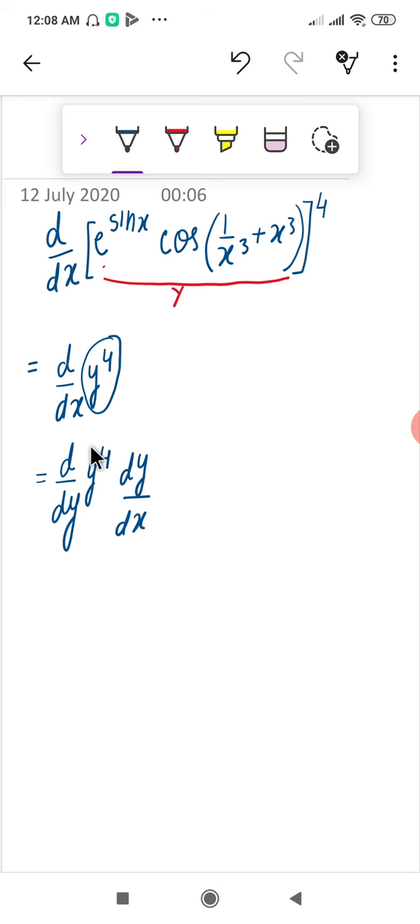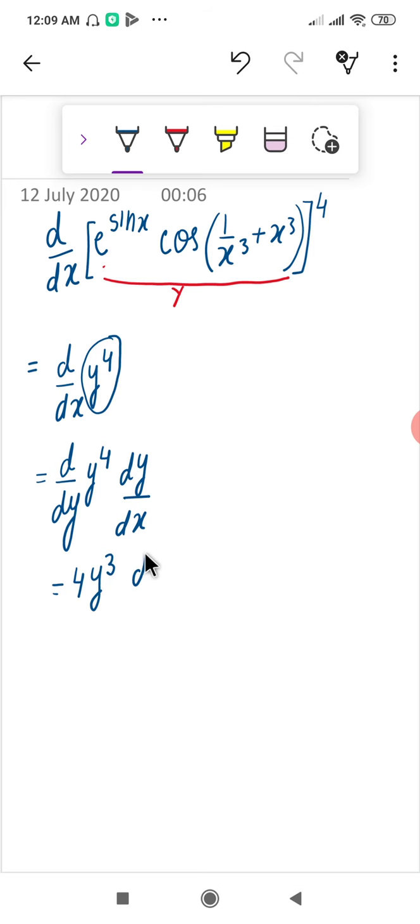First we will check the variation of y to the power 4 with the variable y, and then we will check what is the variation of y with the variable x. Don't get confused. When you are differentiating the y to the power 4 with dy, then what will be your answer? Your answer will be 4 y to the power 3.